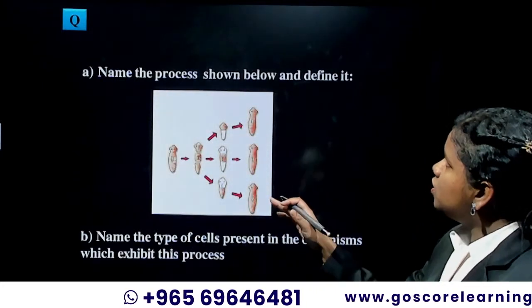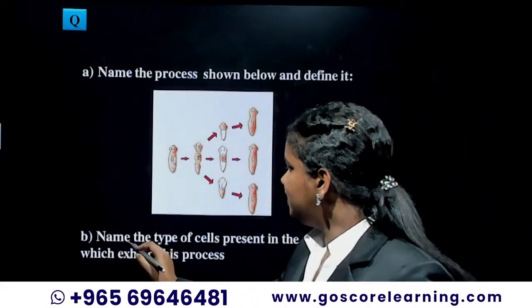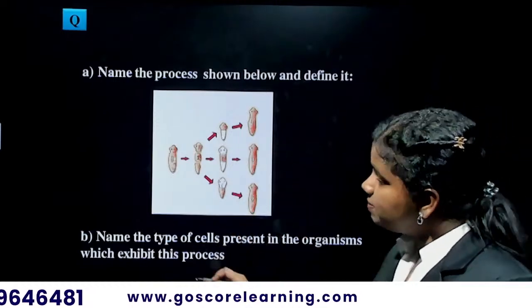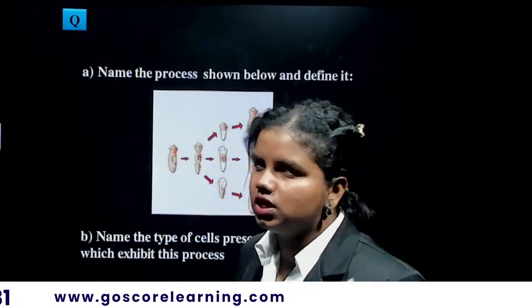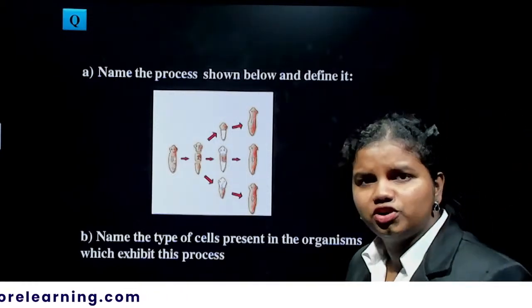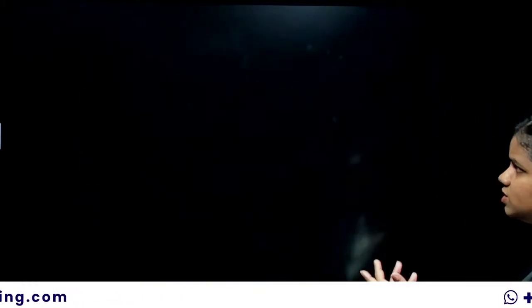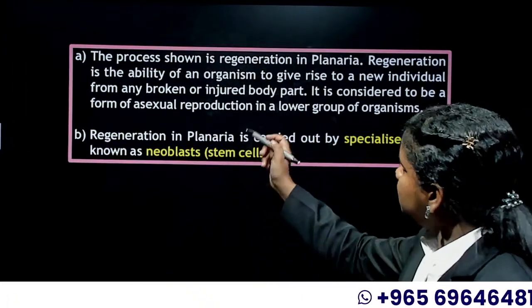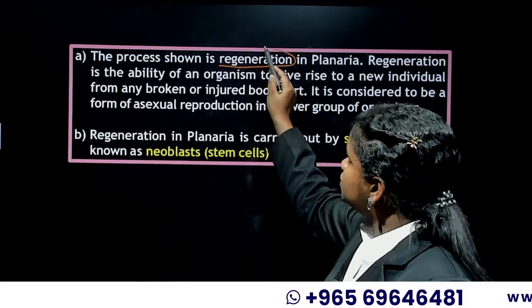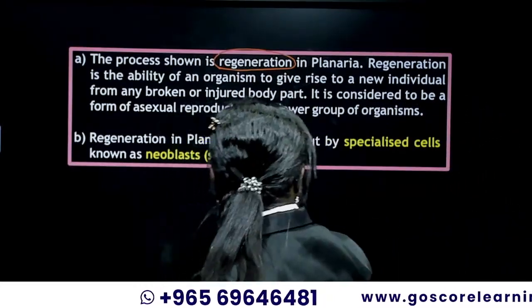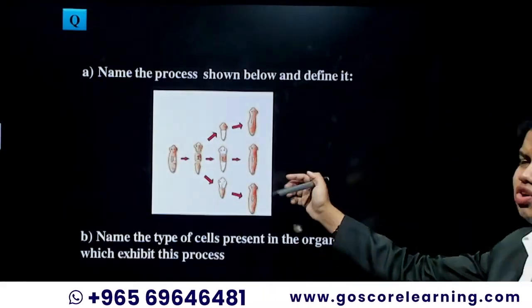Name the process and we have to define it. Name the type of cells present in the organism which exhibit this process. So what is this process they are talking about here? I think you have an idea about it, right? The process being talked about is a method of asexual reproduction called regeneration. So they're talking about regeneration here, and I think you already have an idea.